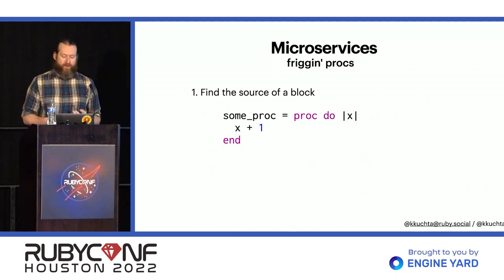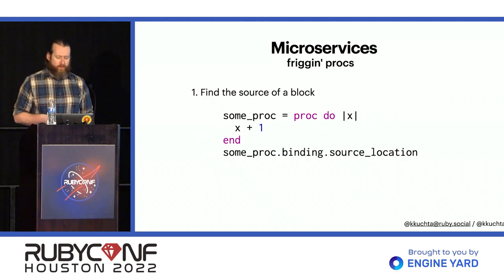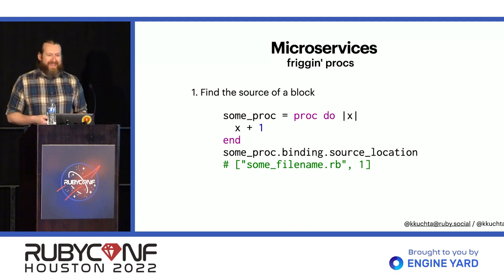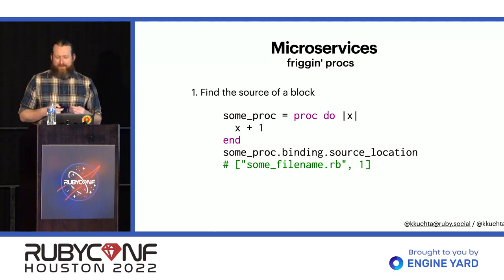So we've got this proc here. We need to find the raw source code of this. And we can get part of the way there with a method called someproc.binding.source_location. And what this gives you is two pieces of information. First, the file name where this proc was defined, and the line number. Well, if you want, you can just read that file name from disk, skim down to the appropriate line, and pull out that line. Why not? And that's doable. It gets a little messy if the proc spans multiple lines, but it is still possible.